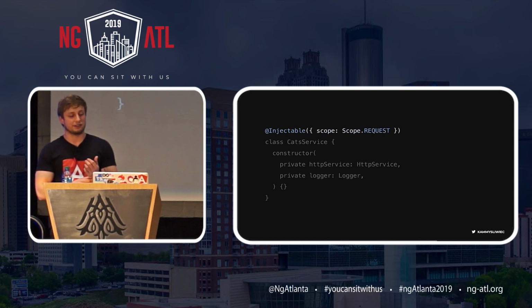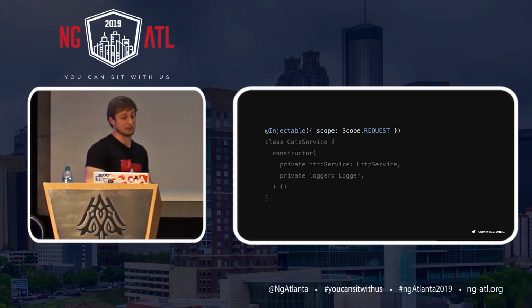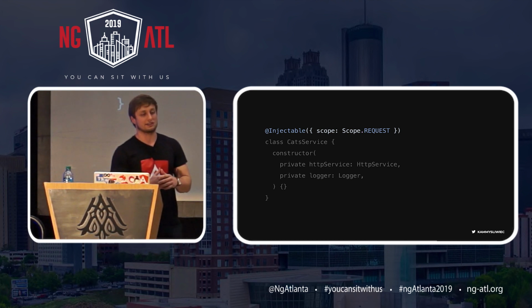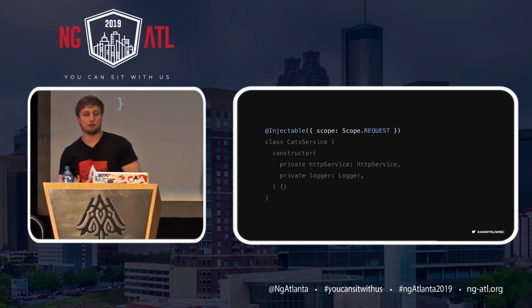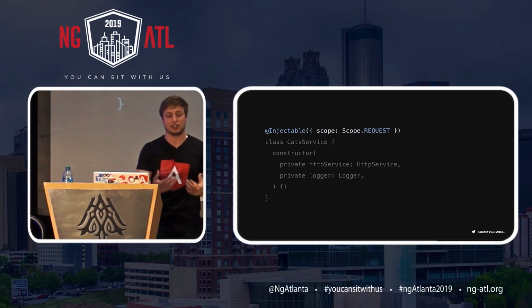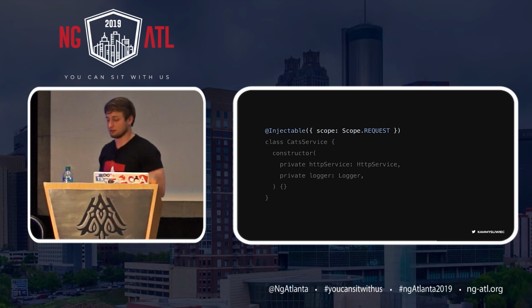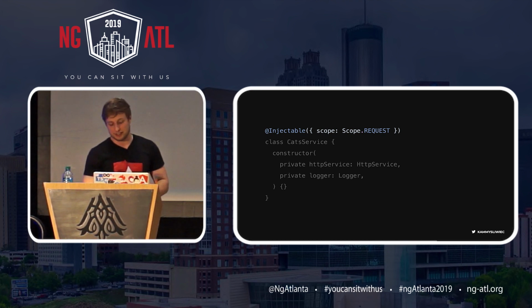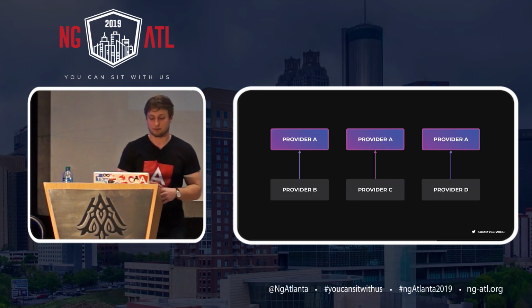Request scope providers and all classes that depend on it. So for example, if we have a cats service and we have a cats controller which injects cats service, it's going to implicitly be request scoped as well. So it means that every time the request hits the application, we'll create an instance of this class again and again and again. And all of them will be garbage collected right after the response.